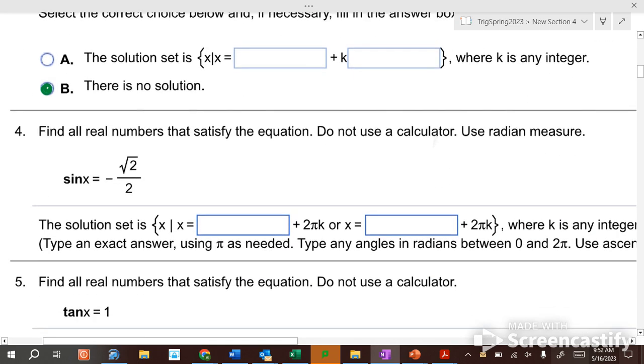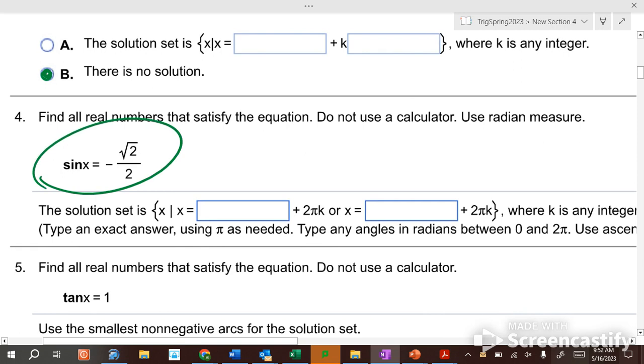Where's sine equal to negative square root of 2 over 2? Which two quadrants, actually? 3 and 4. In 3 and 4, it's negative. Okay? So it is at 225 degrees, which is 5 pi over 4, right? And 7 pi over 4. And then it has a plus 2 pi k, because then you keep going around.